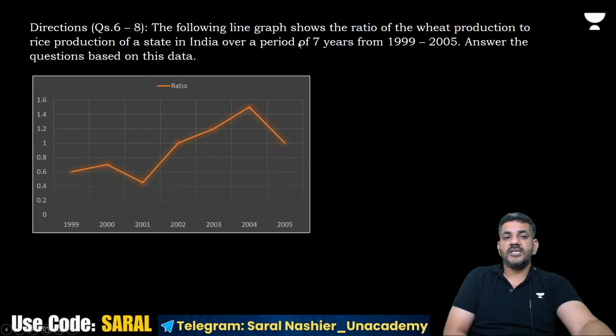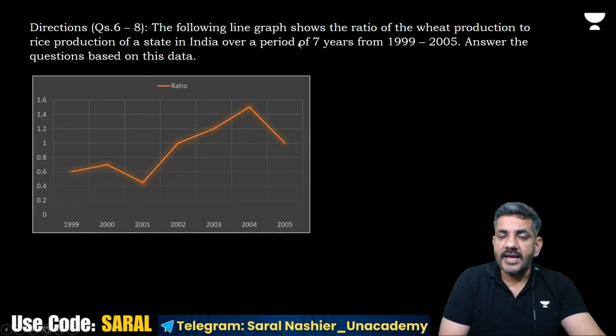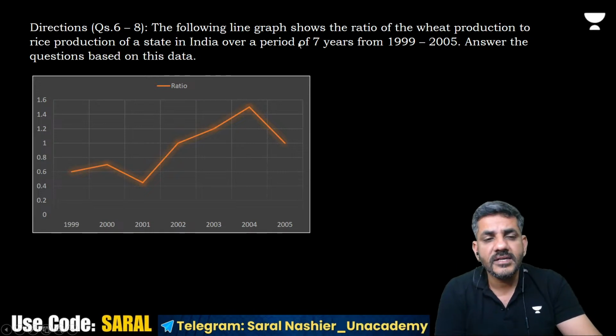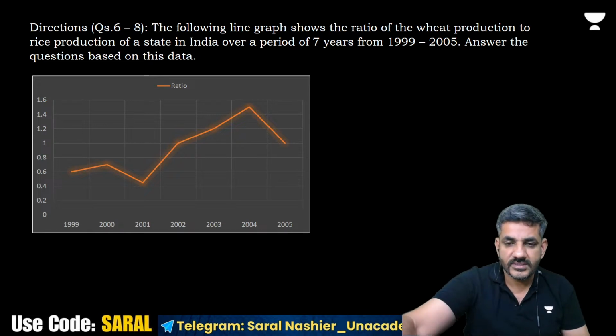Here are questions number 6 to 8 and a single line, though. What does that line represent? Look at the data. Just have a look at it once.